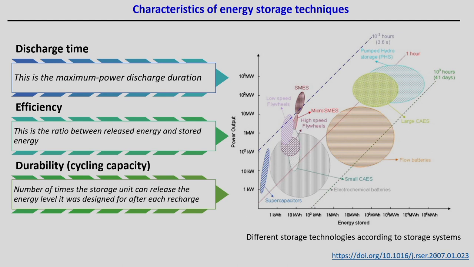So this figure shows the different storage technologies according to storage systems. For example, if we are interested in a storage unit of capacity 1 kilowatt, then we will have to choose something like a supercapacitor or maybe small electrochemical batteries. And if we think of very large scale energy storage systems, maybe with capacity varying from 100 to 1000 megawatt, then of course we need to select either pumped hydro energy storage or compressed air energy storage, right? So that way this figure gives an idea about selection of appropriate technology based on the capacity.